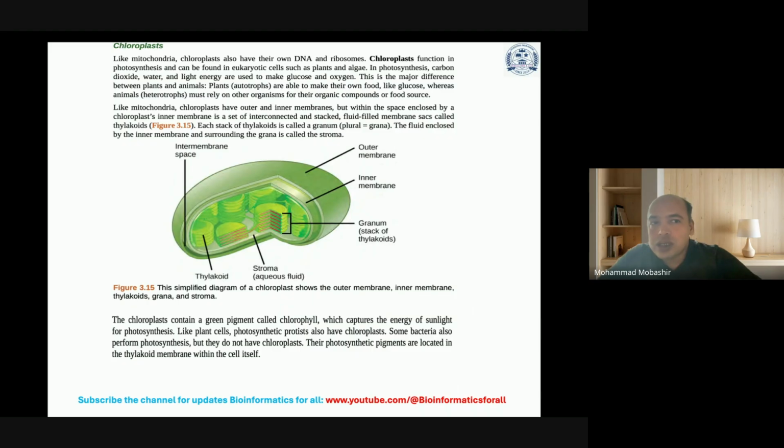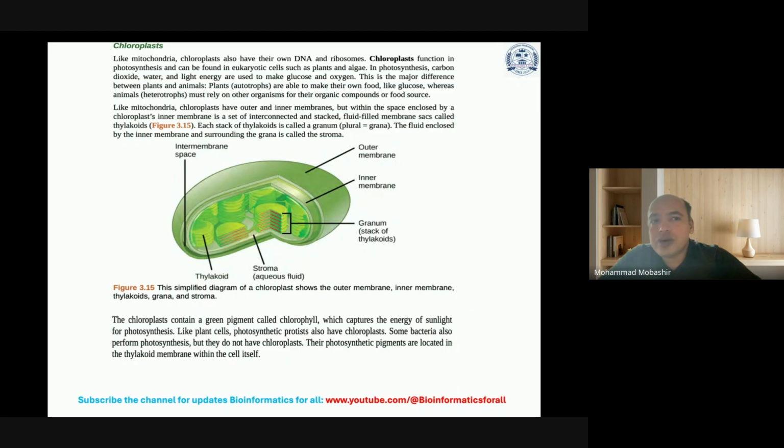There are two things written in brackets. In the case of plants, it is written autotrophs, and in animals, it is written heterotrophs. These are some of the keywords which you must know, what exactly autotroph means, and these are some of the quick questions which are asked in exams.